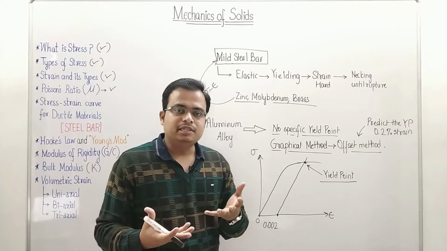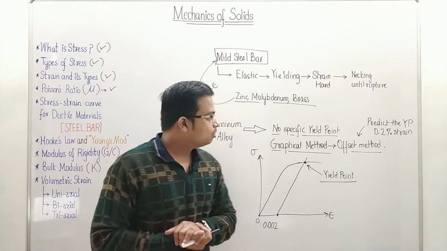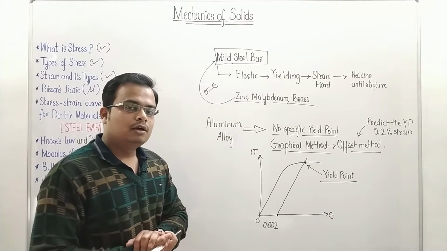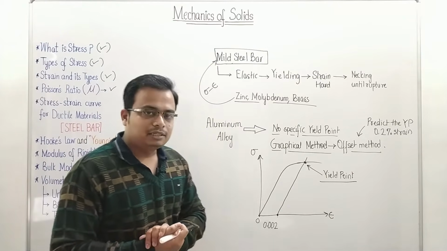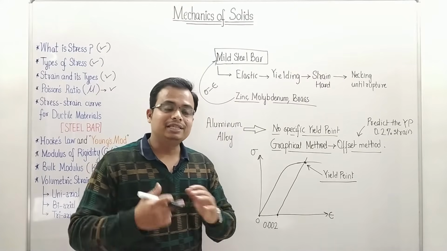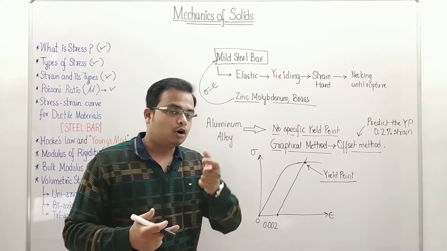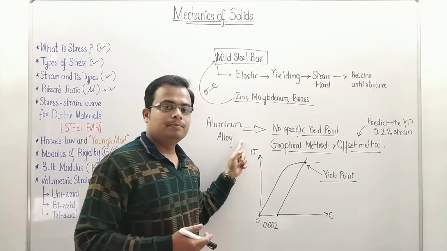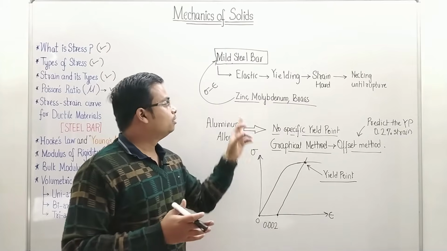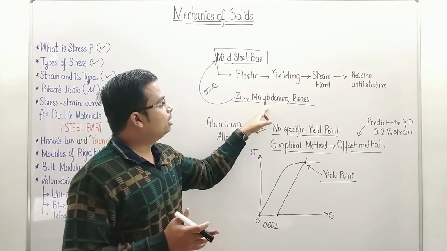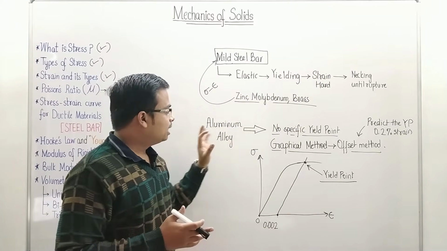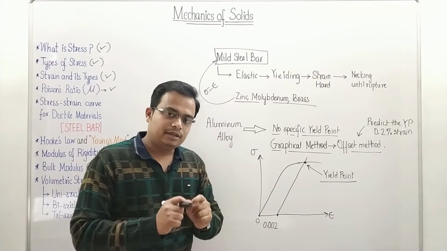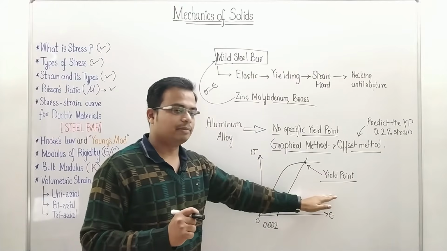Now a question might be framed in the examination. In which one of the following materials will you apply the offset method for detecting the yield point? Options are zinc, molybdenum, brass and aluminum. So you now know what the right option is. There is clearly a yield point in these three metals, but as far as an aluminum alloy is concerned, the yield point is very hard to detect, and there you are going to use the offset method to determine that.